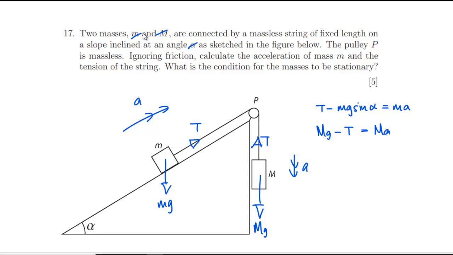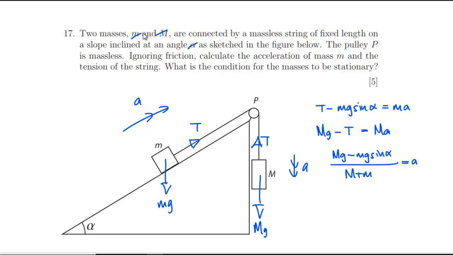So that's all good. So we want to get T and A, so well, we add them together first of all, which will give us the Mg minus little mg sine alpha divided by the sum of the masses. That's going to be our acceleration. That's always the easier one to get with the accelerations.